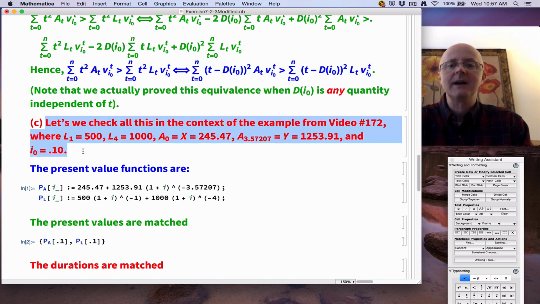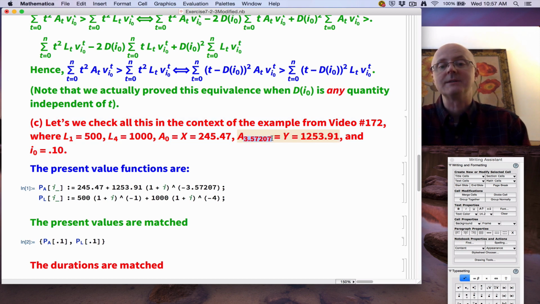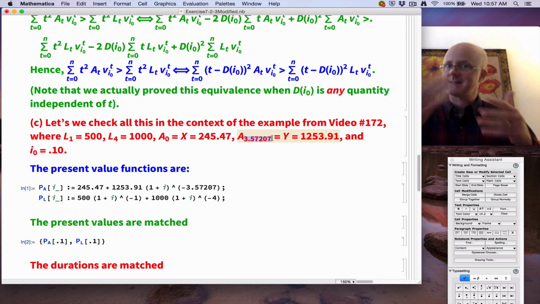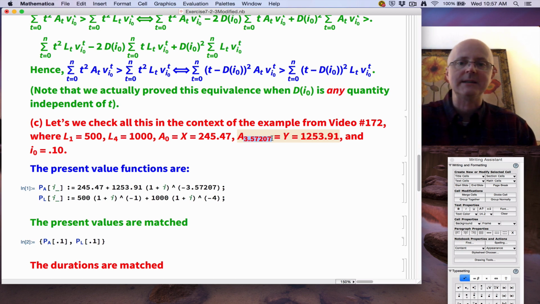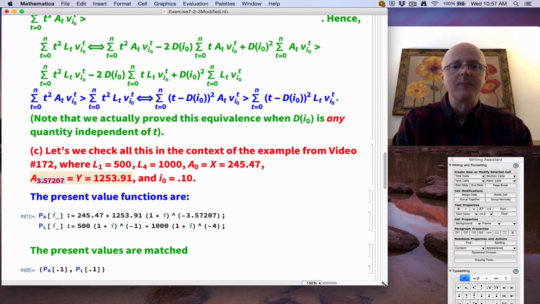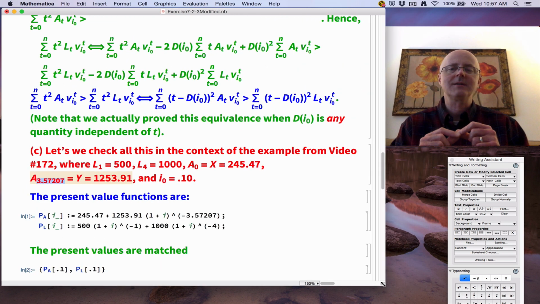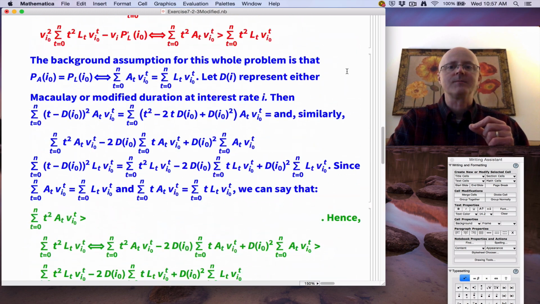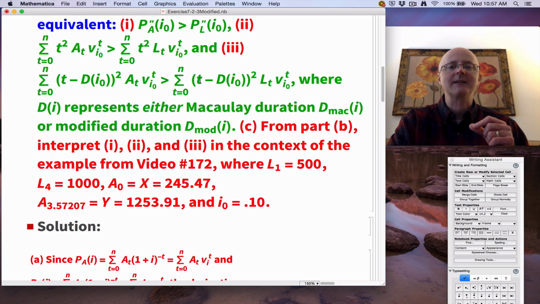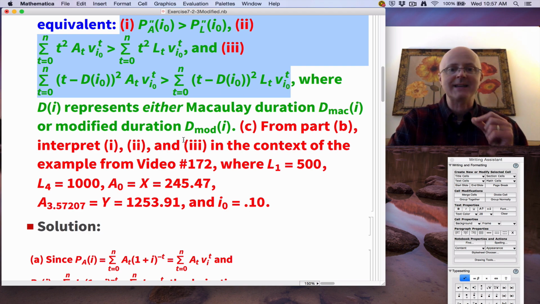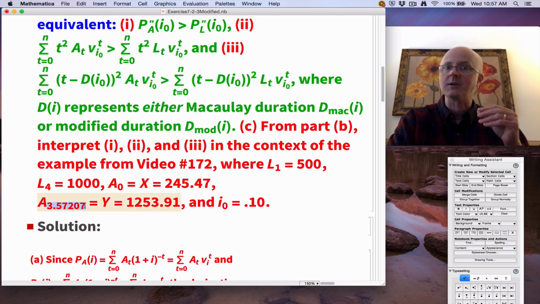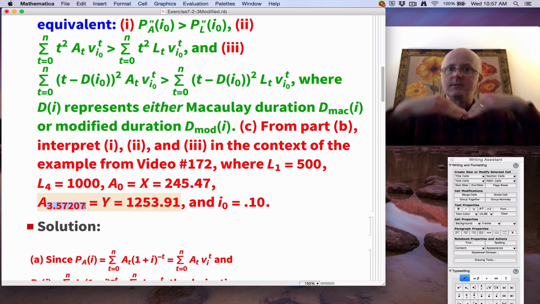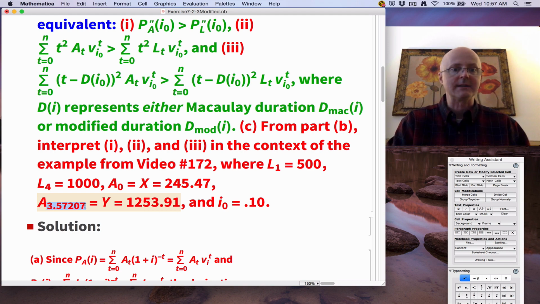We want to check all this in the context of video 172, where again we have these asset and liability cash flows. And again, the second asset cash flow is at time 3.57207. So it doesn't exactly match what we're assuming with the summations, that the t's are whole numbers, but it does work still. Okay? And again, we're not actually going to get inequalities here. When we interpret this in the context of 1, 2, and 3, we're actually going to get equalities, because again, this 3.57207 is at the boundary where the second derivative changes from negative to positive. It's going to be equal to 0 essentially there.